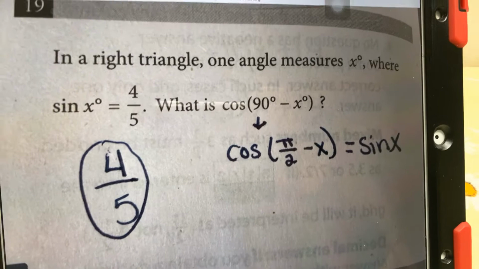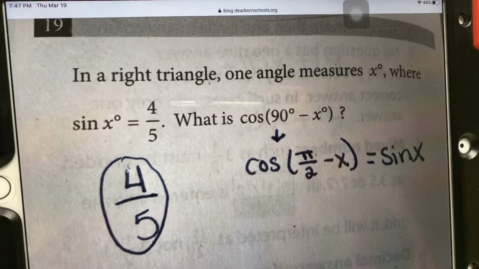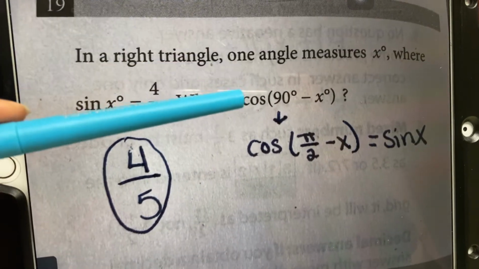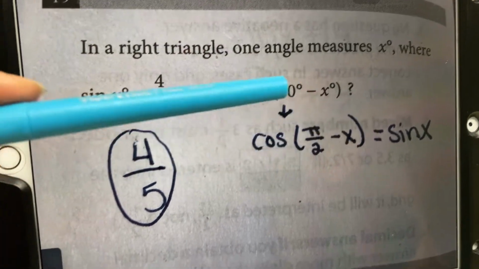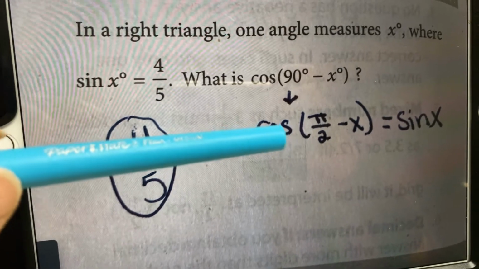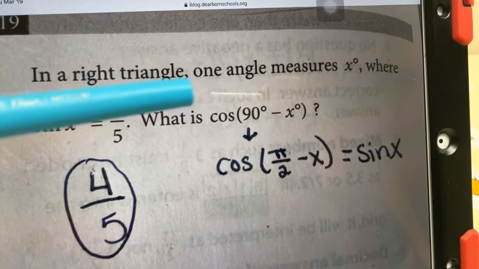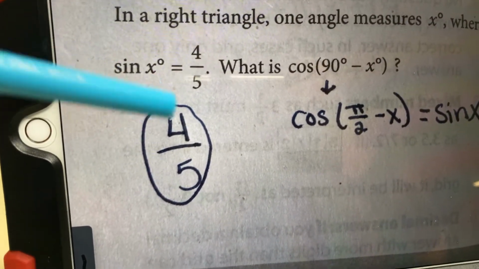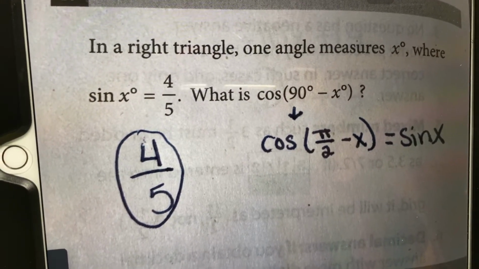In the right triangle, one angle measures x degrees, and the sine of x degrees is 4/5. So what's the cosine of 90 minus x? It's nice how the student wrote the 90 as pi over 2, because then you can see that there is an identity that you can apply: cosine of pi over 2 minus x is the sine of x. So the question is, what's the cosine of 90 minus x? It's the same as sine of x, which is 4/5. This is a gridded response, so you're supposed to grid 4/5.